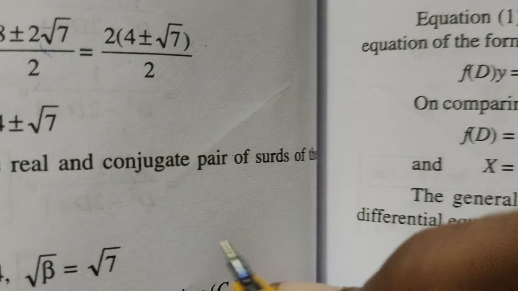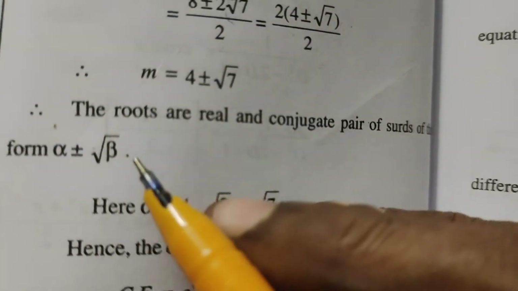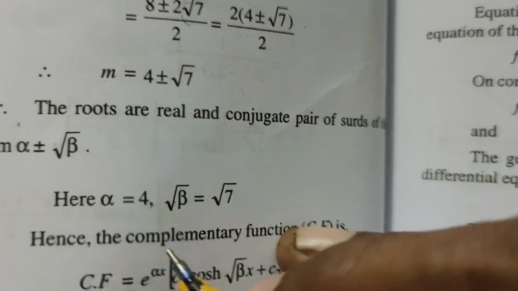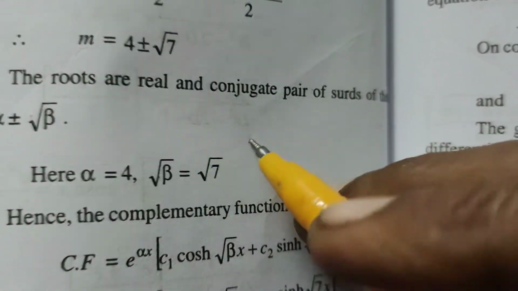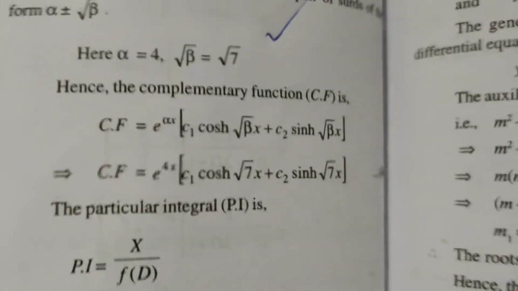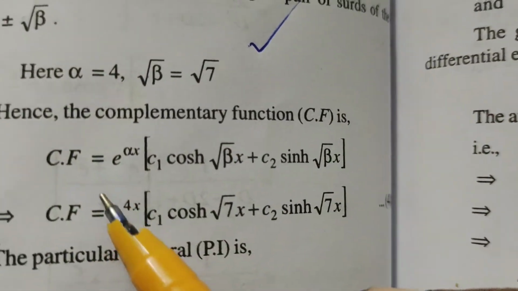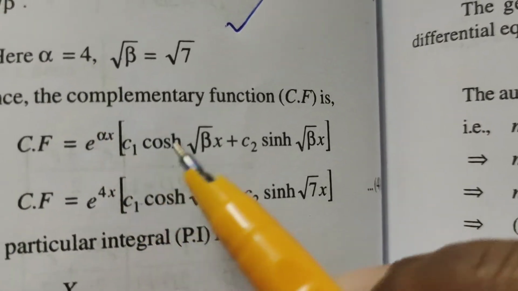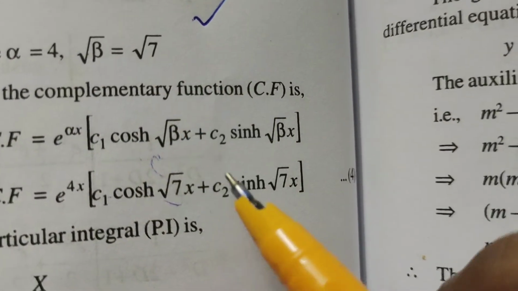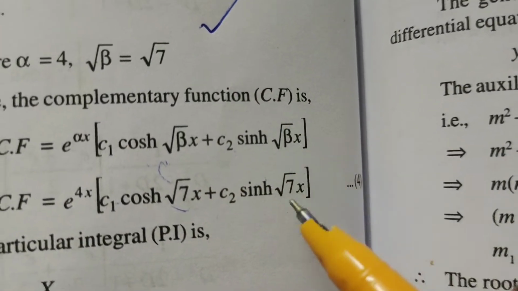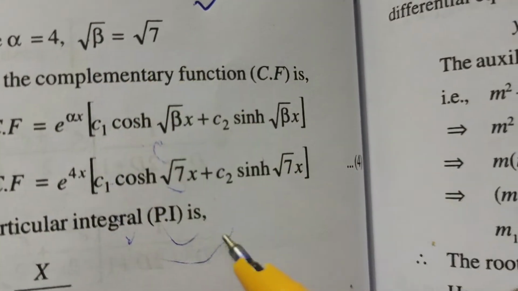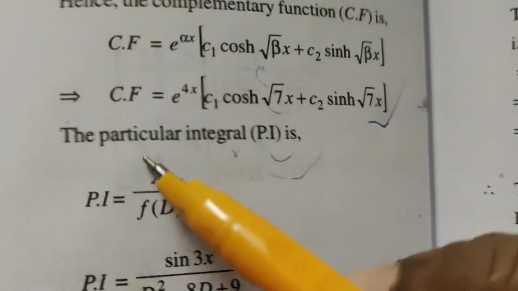The roots are real and a conjugate pair of the form α ± √β. Here α = 4 and √β = √7. Hence the complementary function CF = e^(αx) (c1 cosh √β x + c2 sinh √β x), that is, CF = e^(4x) (c1 cosh √7 x + c2 sinh √7 x).